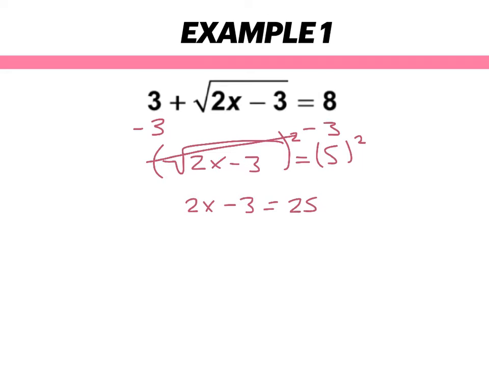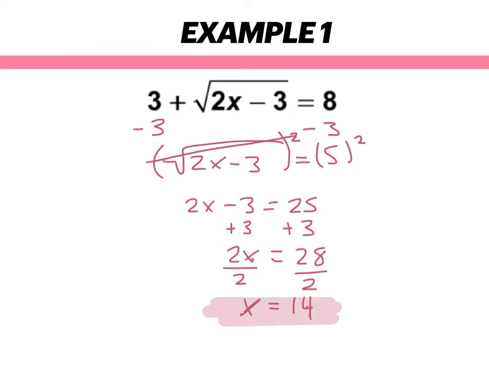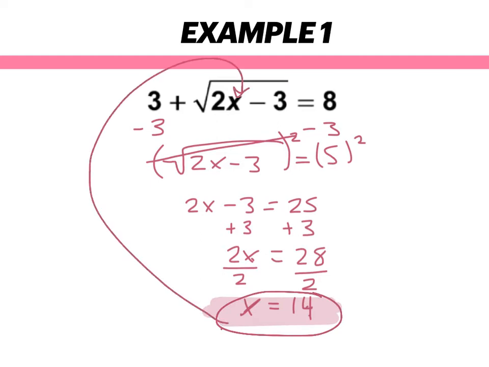And now we just solve for x like we would in any other problem like this. So we add 3 to both sides. So we have 2x is equal to 28. And then we divide both sides by 2. So we get x is equal to 14. And this is our final answer. If we wanted to, we could test our work to see if we did this right, and we could take 14 and plug it back into the original equation for x, and we would solve it and get 8 is equal to 8, which would prove that we did everything right.